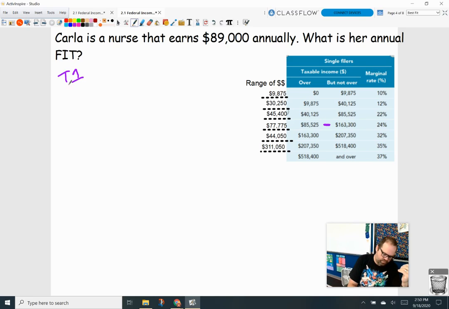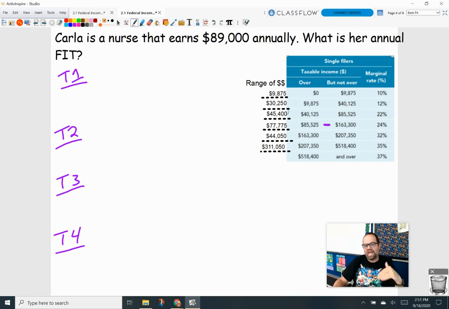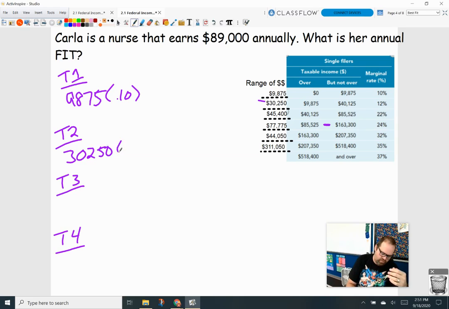So Tier 1, Tier 2, Tier 3, Tier 4. Now, on any assignment we have from this point forward, that Tier 1 rate, that Tier 2 rate, that Tier 3 rate, those dollar amounts are locked in. Anybody in Tier 4 or above, I already know their Tier 1, 2, and 3 dollar amounts that they've paid in taxes. So $9,875 times 10%, $30,250 at 12%, $45,400 at 22%, and then I have to figure out the dollar amount at 24%.